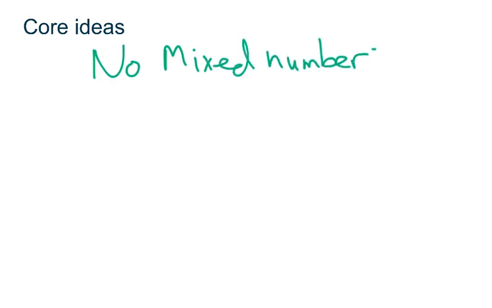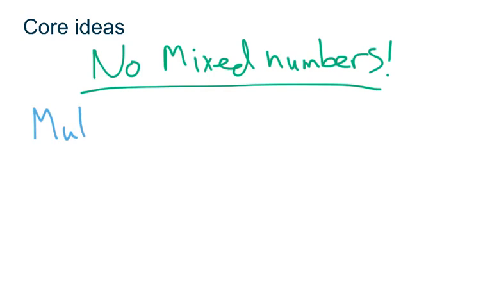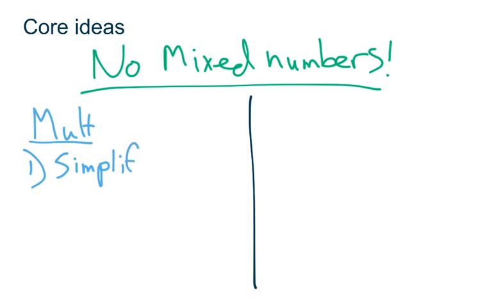The first one applies to both multiplying and dividing fractions, and that is no mixed numbers. If you have any mixed numbers, you need to convert them to improper fractions. Now, when we're talking about multiplying fractions, I'm just going to create a little line here so we can talk about other core ideas. The main idea with multiplying is first, simplify if you can. So simplify those fractions if at all possible.